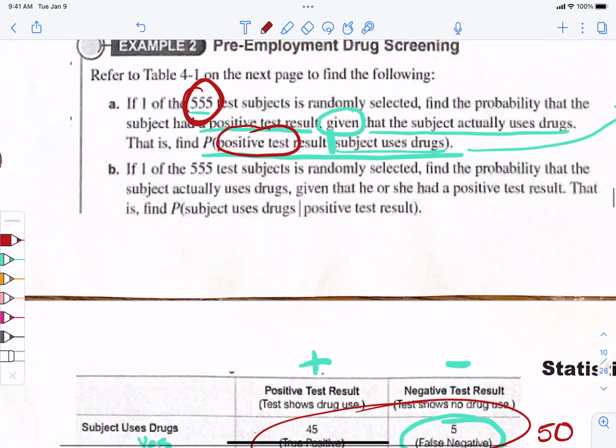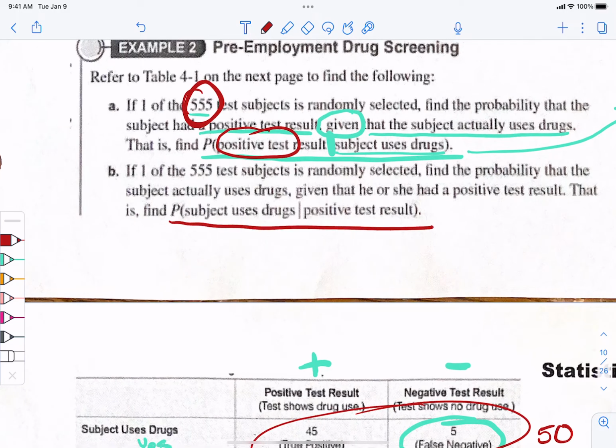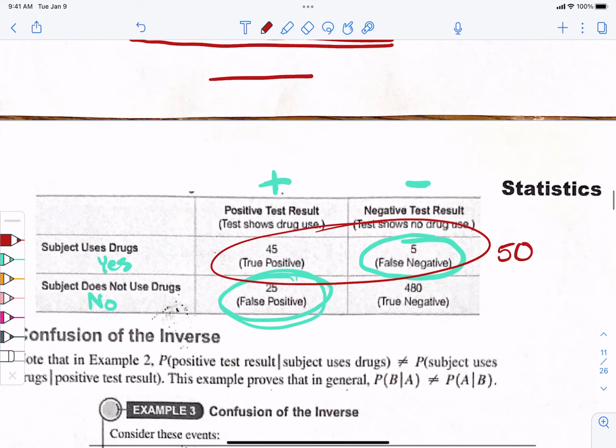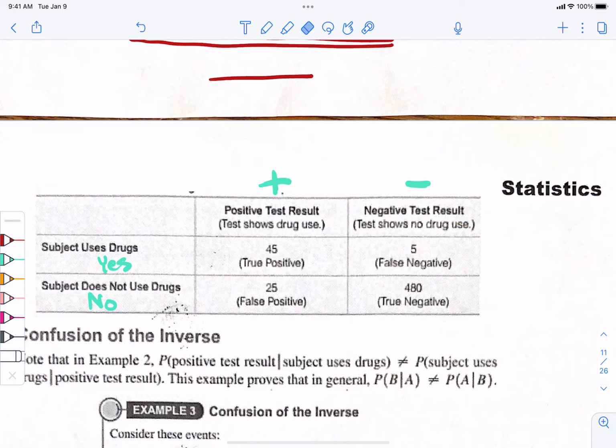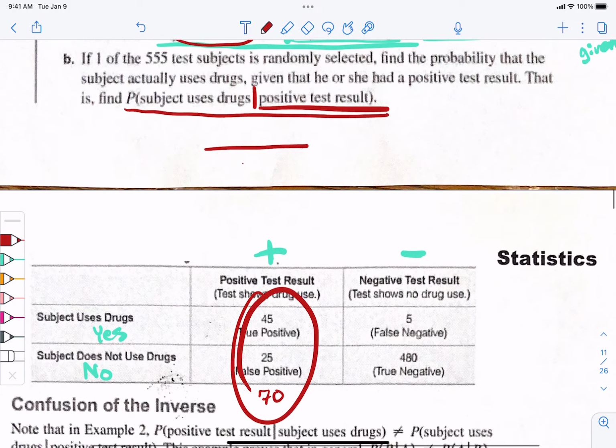All right, next one. This one, I'm just going to go down to the notation. Subject uses drugs given that they had a positive test. So we're looking at the given. Given positive test. Who are my positive testers? 45 plus 25. Positive testers, regardless of whether they use or don't use. There is 70. So 70 is my bottom number.